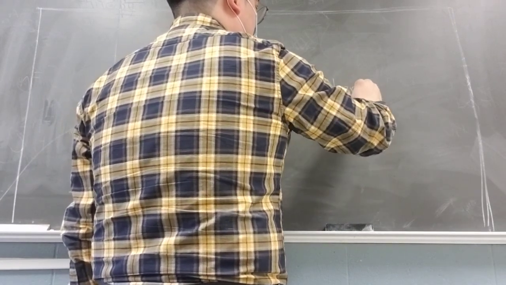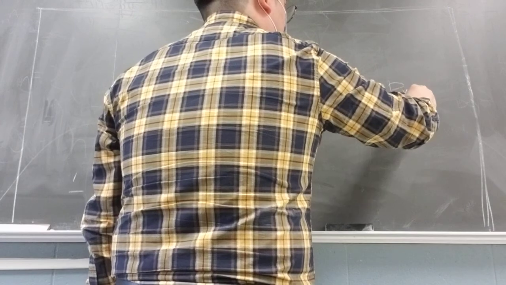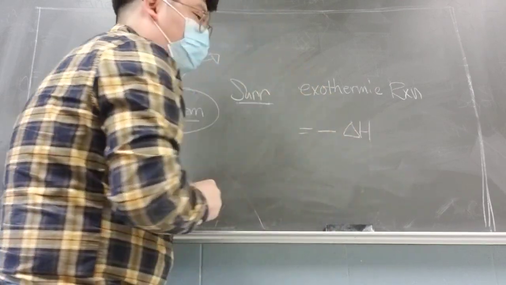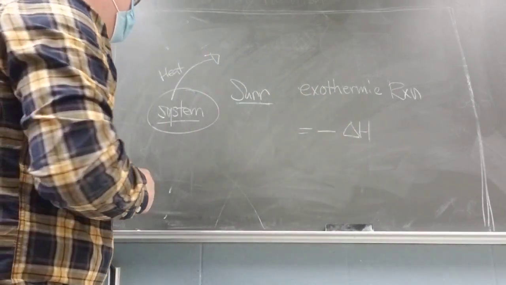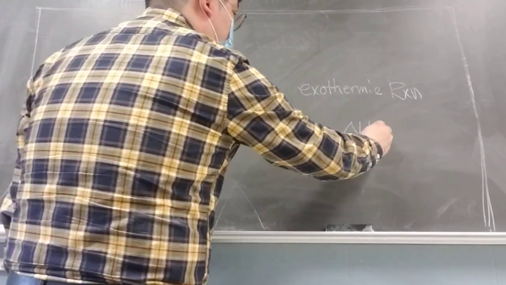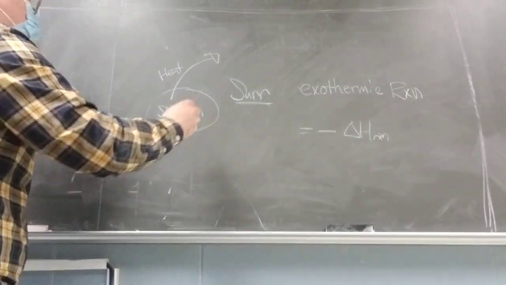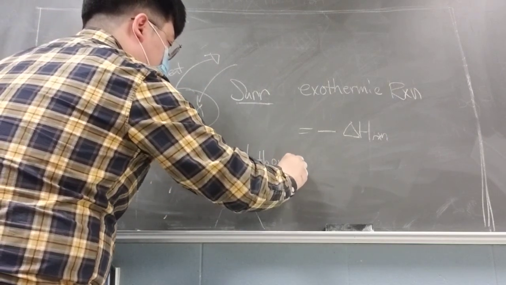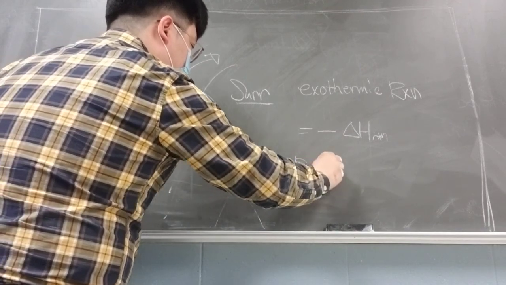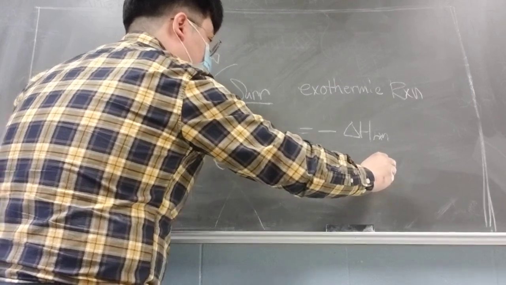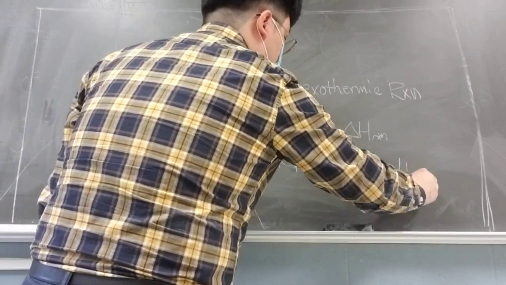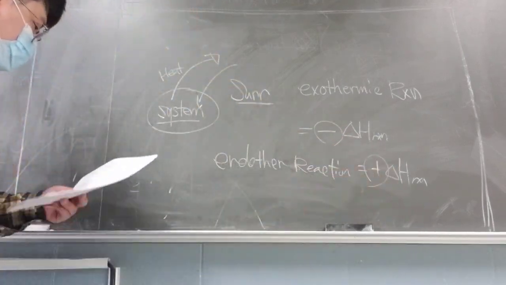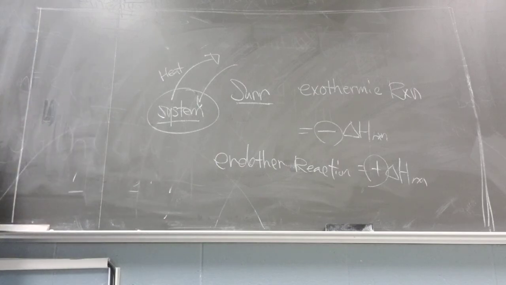Exothermic reaction. And this will show you a negative sign on your enthalpy change. Negative sign for the enthalpy change for the reaction. And then when heat is going in, it will be an endothermic reaction. So then the enthalpy change of the reaction will be a positive number. So this should be a negative sign. Okay. Do you guys remember this actually?